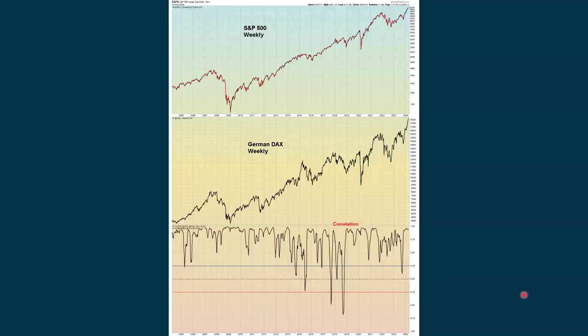And then we look at a weekly chart of the S&P on top, a weekly chart of the German DAX in the middle, and then we see that there's a pretty strong correlated relationship between the two. Both the German index as well as the EU is doing well right now, and the S&P 500 is doing well right now. So they're correlating with each other fairly strong.